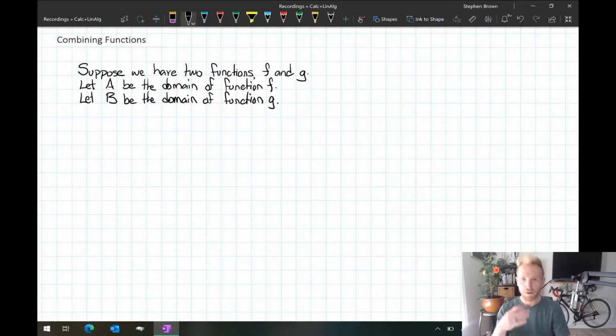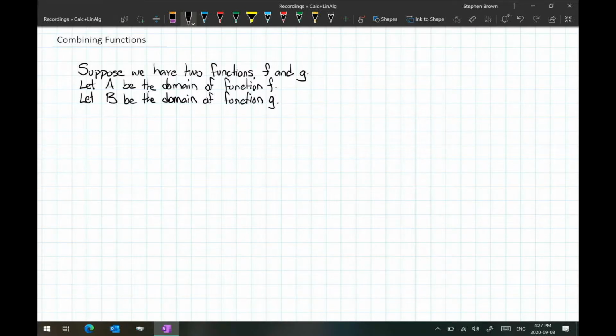You can see we're going to pretend that we have two functions, f and g, and just for the sake of making things easy to label, let's say that the domain of f is capital A and the domain of g is capital B. All right, so we can do a couple of basic operations. We can add and subtract them, so that would be the sum of two functions. That's an easy way to combine functions. So if we were to write f plus g, for instance, that would be adding the functions together.